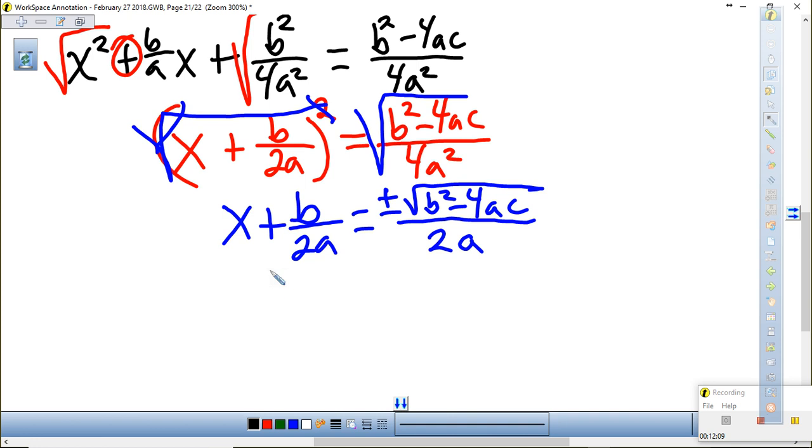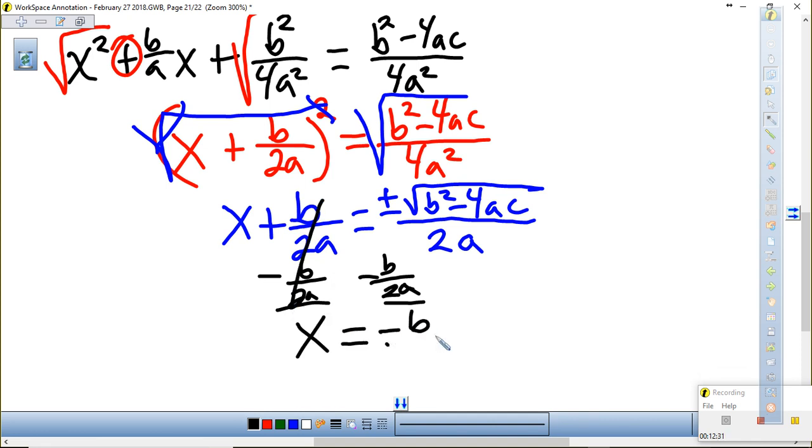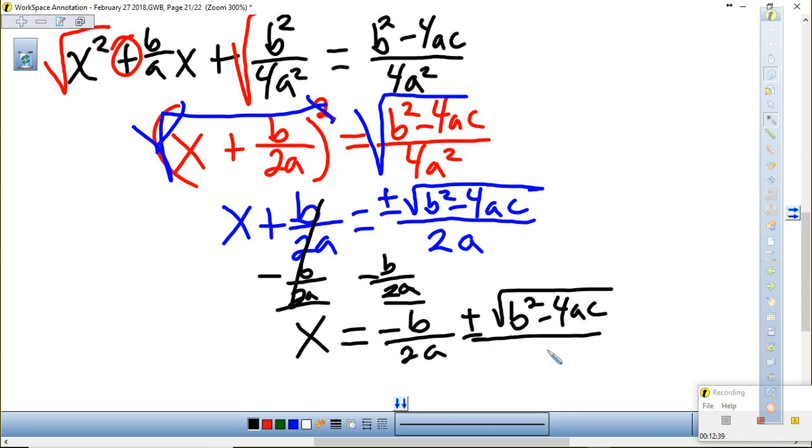All right, now let me solve for x. What do I do? Minus b over 2a, minus b over 2a. That leaves me with x equals, one fraction is minus b over 2a. The other fraction is plus minus square root b squared minus 4ac over 2a.